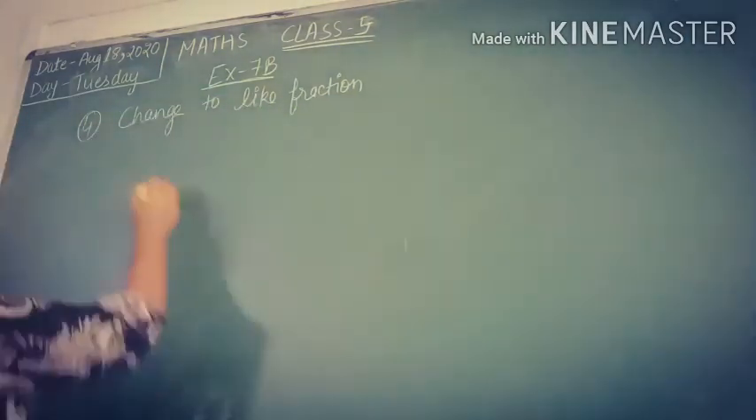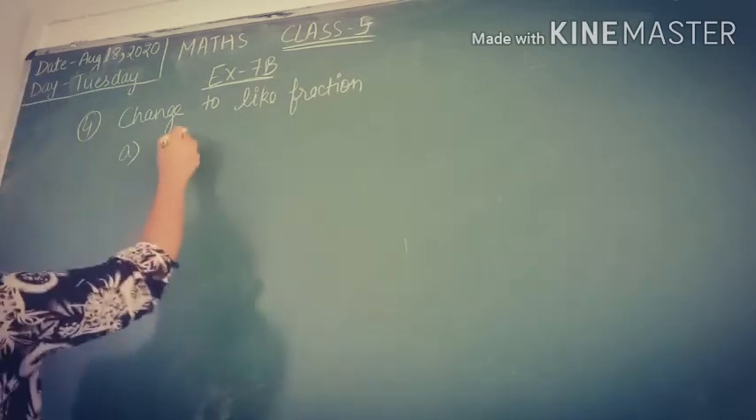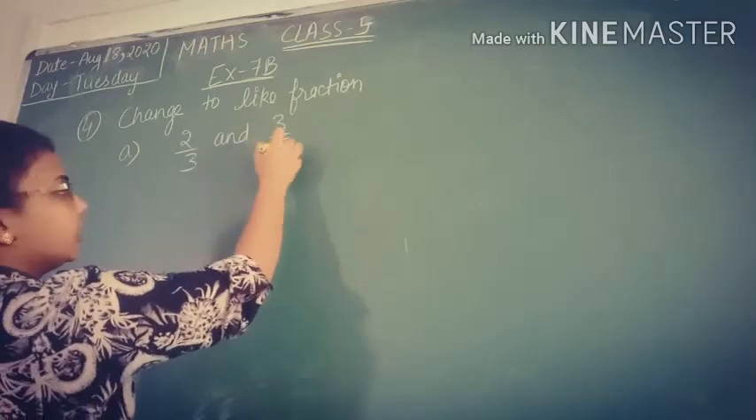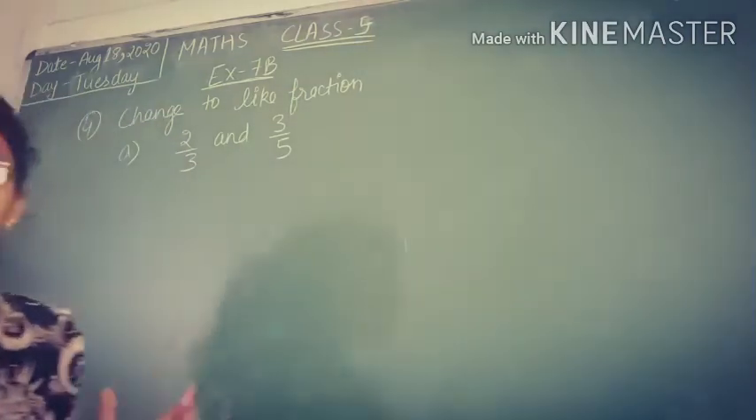So for part a I am going to use 2 by 3 and 3 by 5. 2 by 3 and 3 by 5. Let's change them into like fractions. What you have to do is, children, just check it out.